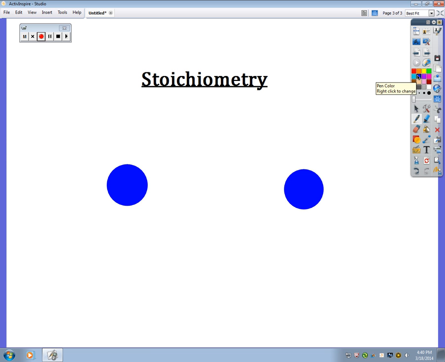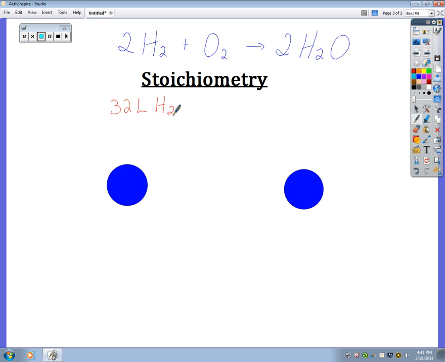Let's use a different balanced equation. Let's use hydrogen gas plus oxygen makes water. Now, by the way, if you notice in these stoichiometry problems, I always have 2 things. I have 32 liters of hydrogen equals how many grams of oxygen.